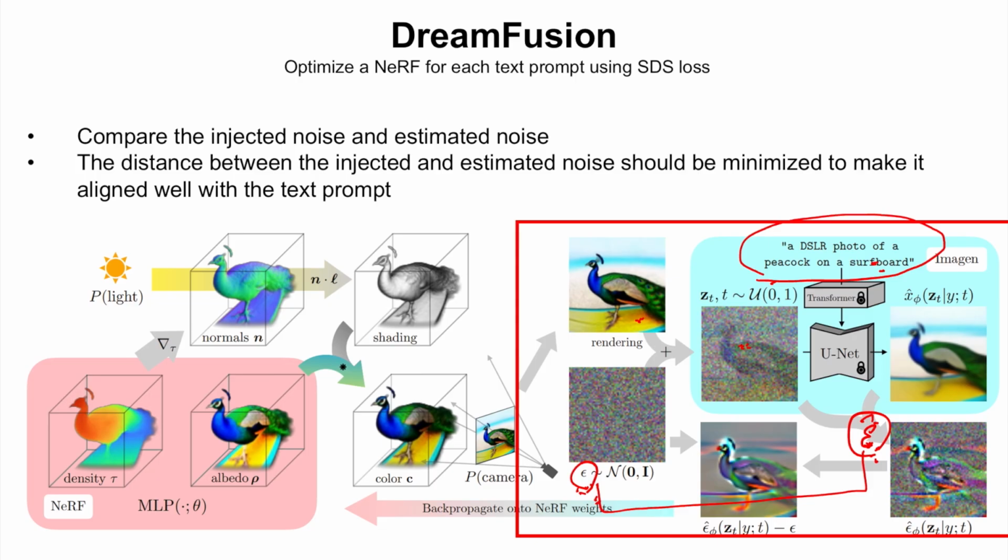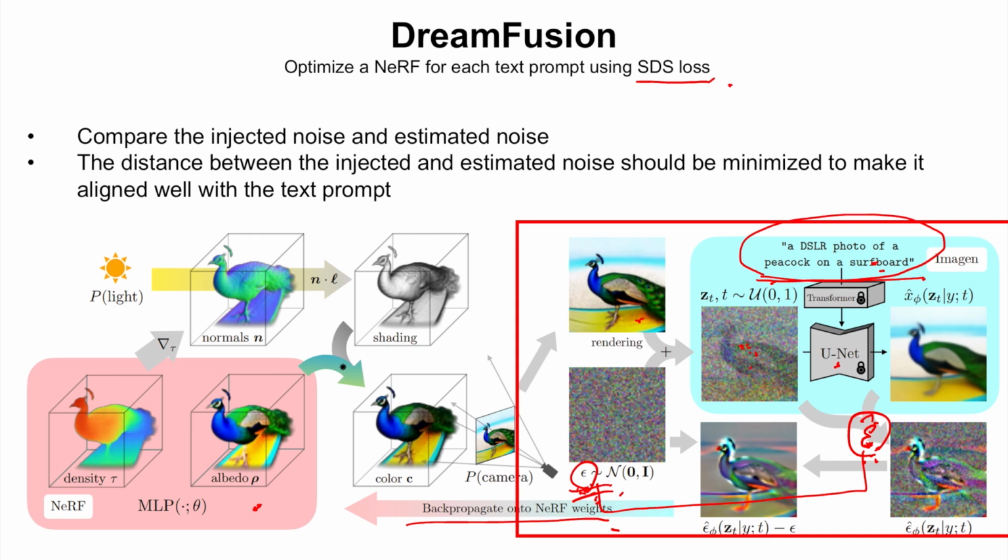This shows the SDS loss. If the image is well aligned with the text prompt, then, because this denoising network is trained enough, the estimated epsilon hat might be very close to the injected epsilon. That is the motivation of this SDS loss function. So we minimize the distance between the estimated epsilon and epsilon, and then we can get the gradient from this kind of loss function, and then we backpropagate that gradient to the MLPs in NeRF. That is the main philosophy of the SDS loss function.